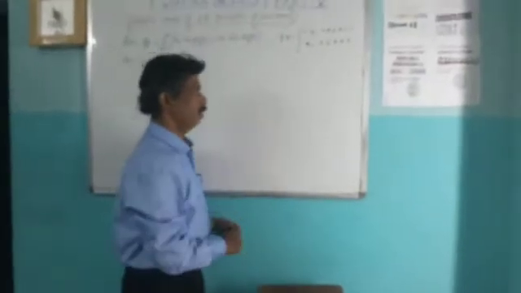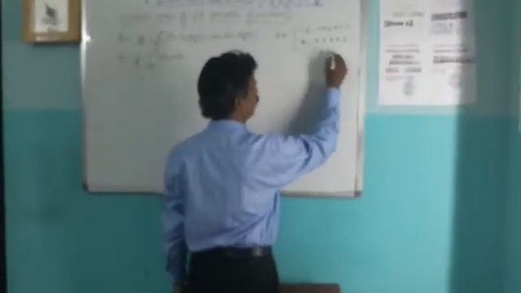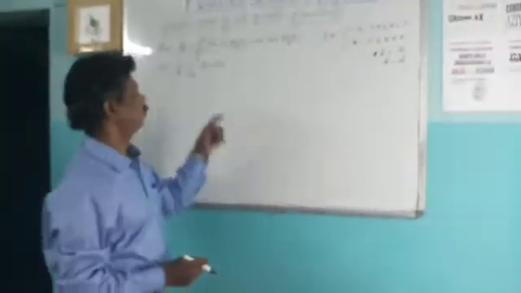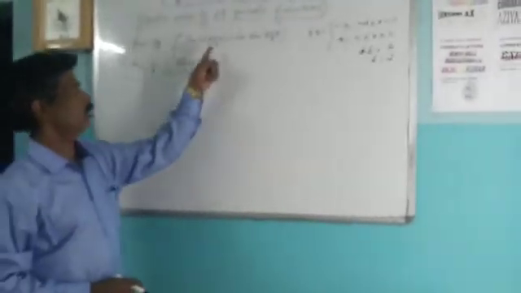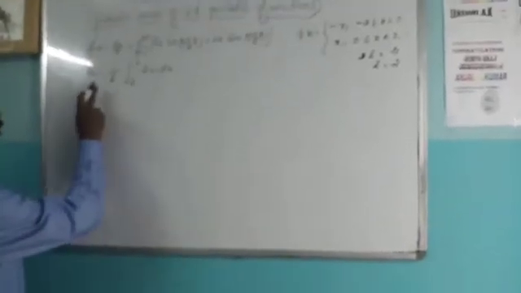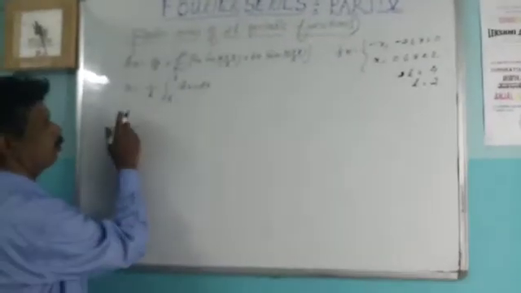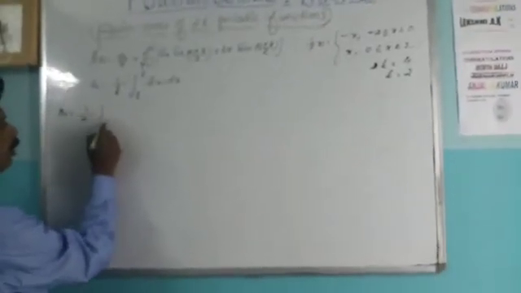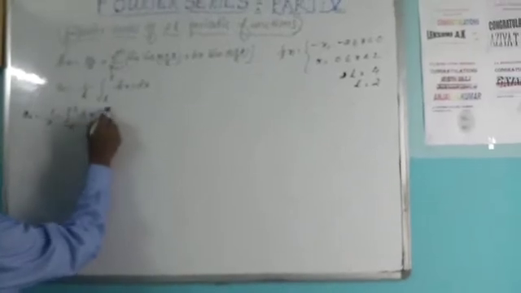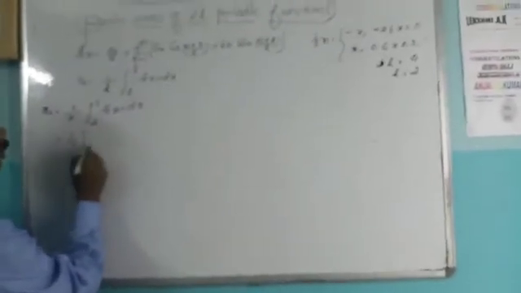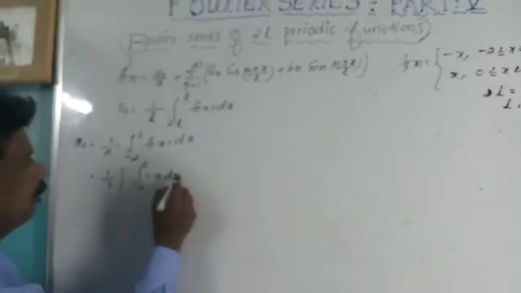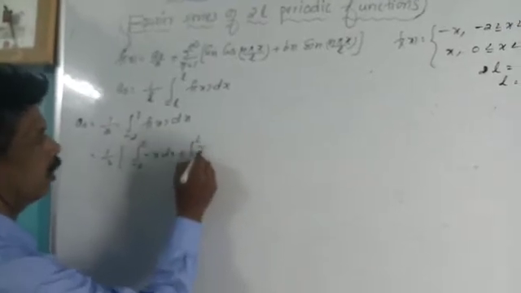Here also the period 2l equal to 2 minus of minus 2, that is 4. Therefore l equal to 2. So in place of l, we can substitute l equal to 2. Then a0 equal to 1 by l integral minus l to plus l f of x dx, so a0 equal to 1 by 2 into integral minus 2 to plus 2 f of x dx. That is 1 by 2 into integral minus 2 to 0 of minus x dx plus integral 0 to 2 of x dx.